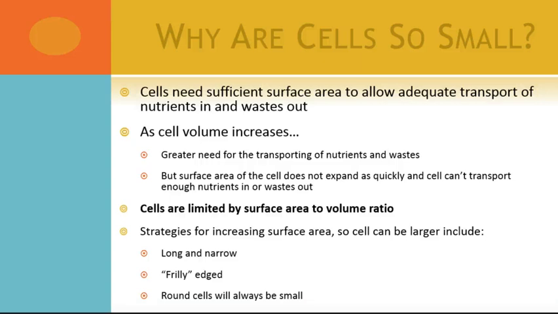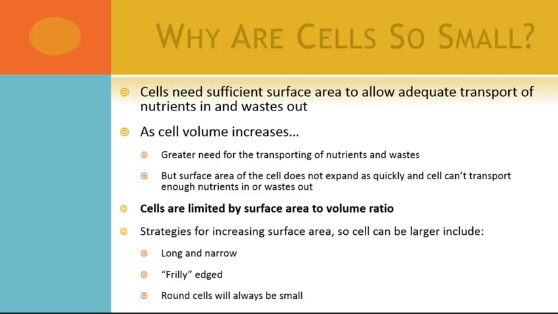All right, so why are cells so small? First of all, cells are going to need a sufficient surface area to allow for the transport of nutrients in and waste out, okay? But as you increase the volume of the cell, the surface area to volume ratio is not changing proportionally, and so eventually you have too much volume and not enough surface area. And so cells are really going to be limited by that surface area to volume ratio. Otherwise, they can't get enough nutrients and they can't put their waste out.